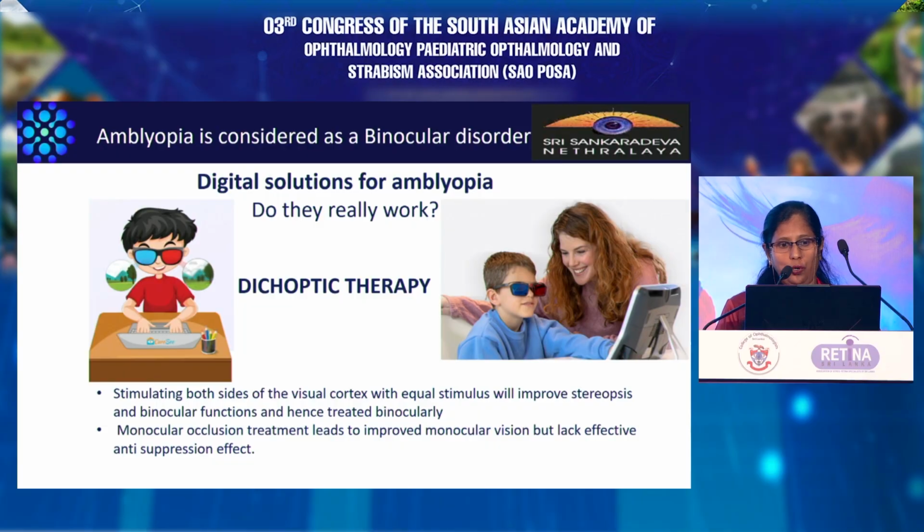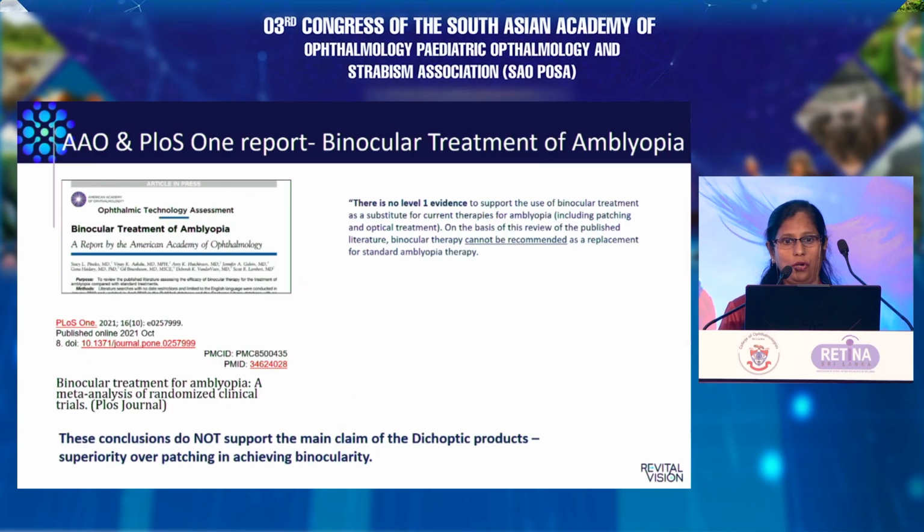We used to do monocular occlusion, which leads to improved monocular vision but lacks effective anti-suppression therapy. But these days, amblyopia is considered a binocular disorder, so there have been many digital solutions for amblyopia. Do they really work? Dichoptic therapy, stimulating both sides of the visual cortex with equal stimulus, will improve stereopsis and binocular vision, and hence is treated binocularly.